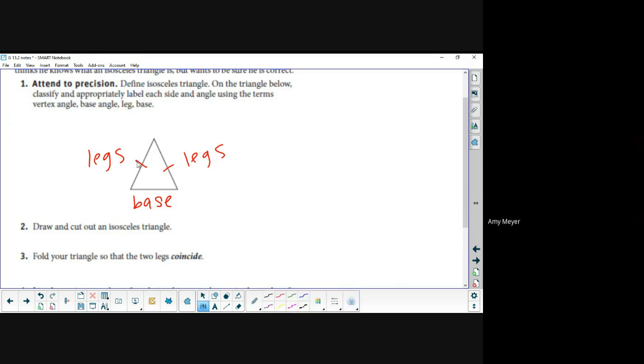There are such things called base angles. There's 2. Can you guess where they're at? Base angles. Well, if this is the base, then this is a base angle and this is a base angle. Pretty easy so far, but definitely some words you need to know.